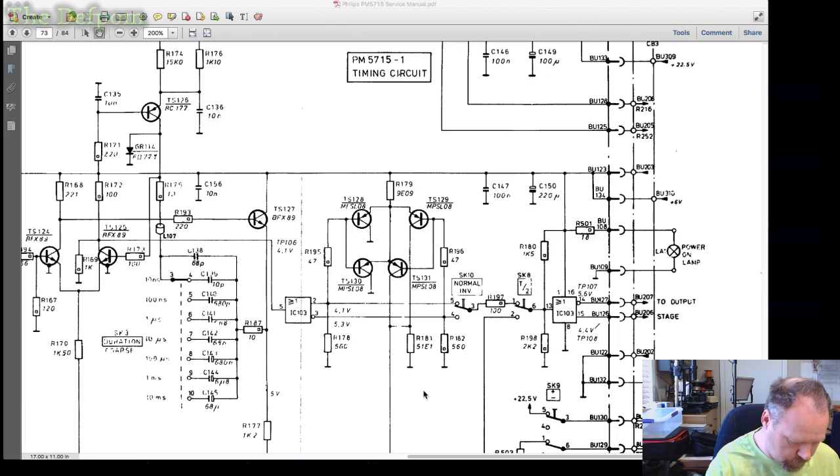UA741CP. Here we go. Different brand, but that shouldn't matter. I should only need one. I should just pop it in and out. Let's try different places, see if anything changes. Excellent, we'll give that a go.